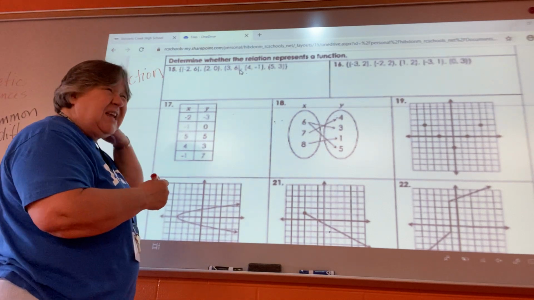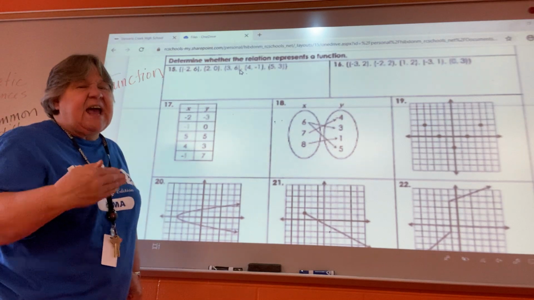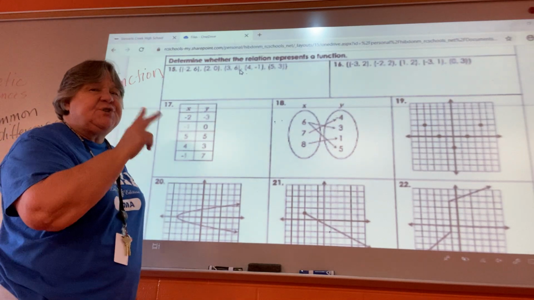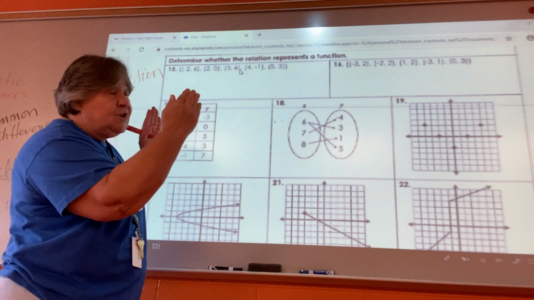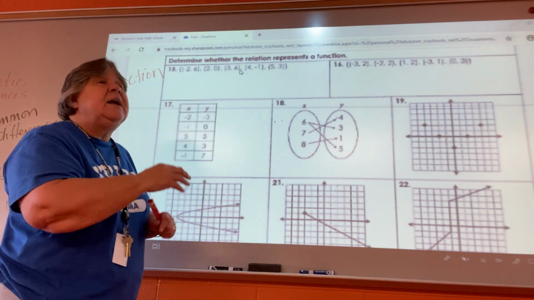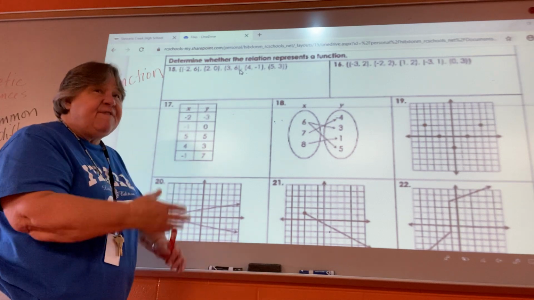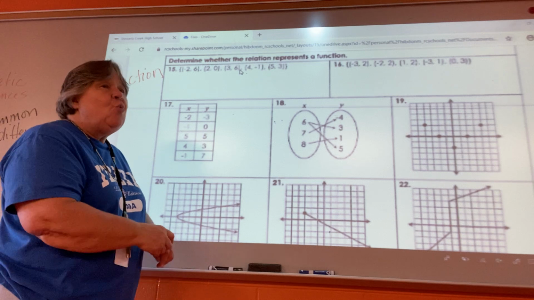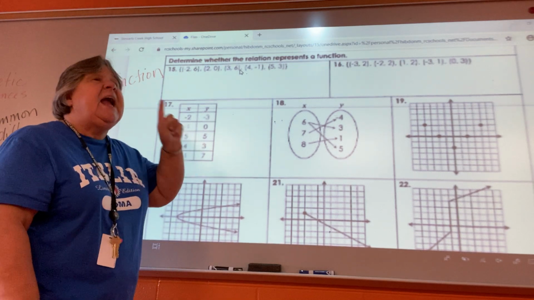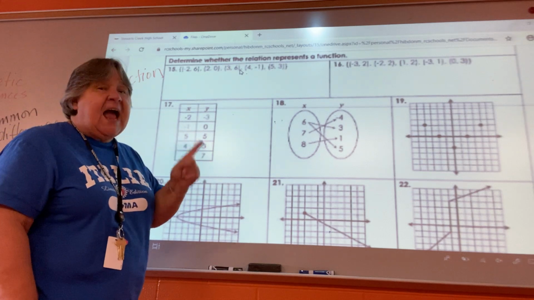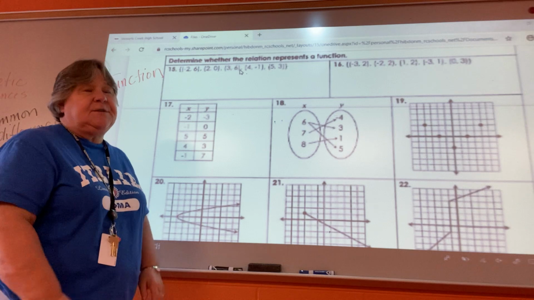So what does that mean? It means all the x values have to be different. If you have two x values that have two different y values in the ordered pair, it is not a function. A function is when the input or the x value has one and only one output or y value that matches up to it.